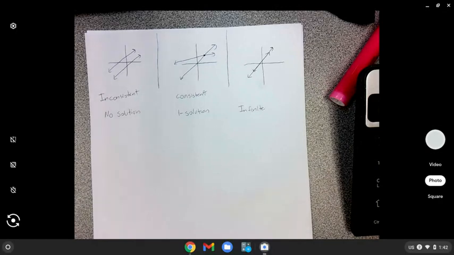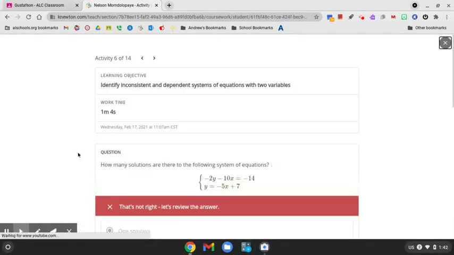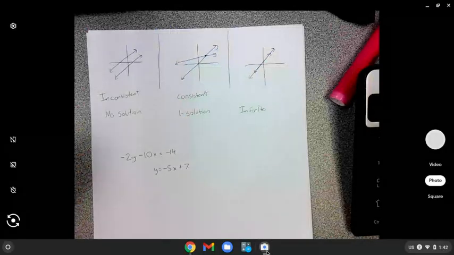I'm going to pull up a problem, and I don't really know the correct answer to this one, but I'm going to write it down, and then I'm going to solve it, and we're going to find out whether it is consistent, inconsistent, or if there's an infinite number of solutions. So basically, if there's no solution, one solution, or an infinite number of solutions. Here we go.